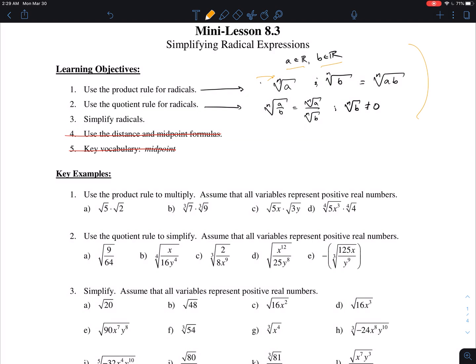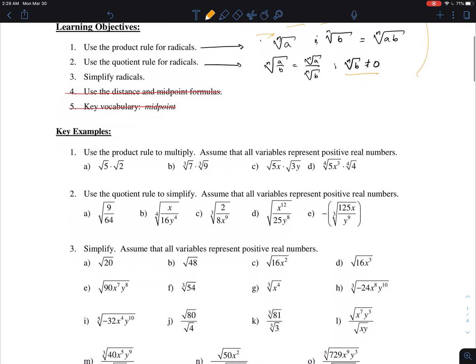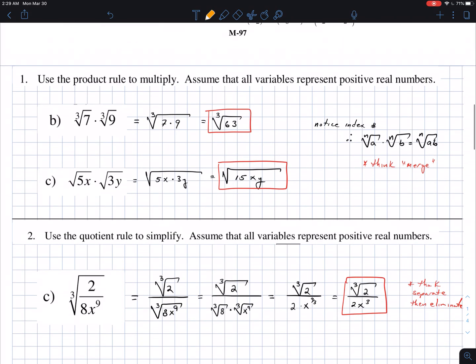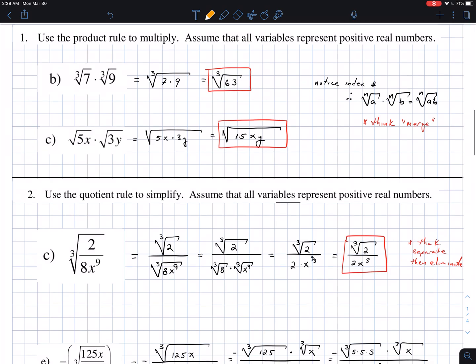So the nth root of A and the nth root of B is the nth root of the product of A and B. Similarly, the quotient rule is if you take the nth root of some fraction, A over B, you can literally do the nth root of the numerator and the nth root of the denominator. Just make sure that the nth root of the denominator does not equal 0, and we should know why. We'll look through a few of these problems. The notes will be provided for you, so you shouldn't have to worry about that too much.